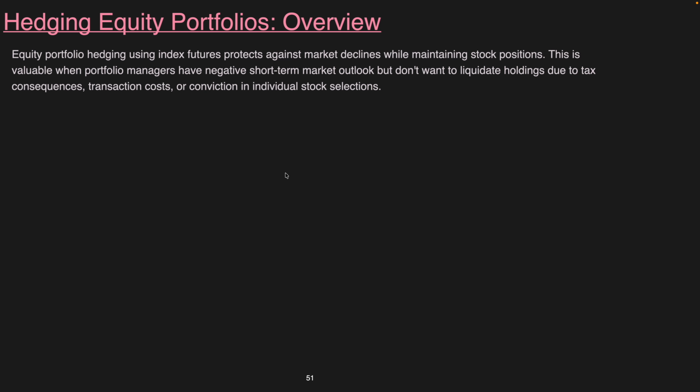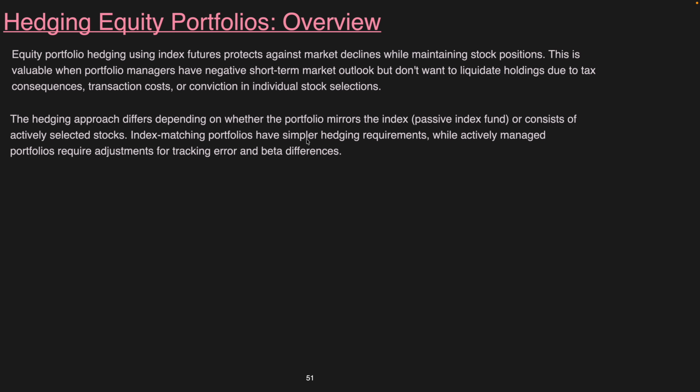So the short-term negative outlook of the market is taken care of by shorting the futures contract, whereas if the portfolio manager is sure that the stocks he has selected are going to outperform the market in the longer run, then the portfolio will still be held, and short-term volatility is taken care of by using the futures contract.